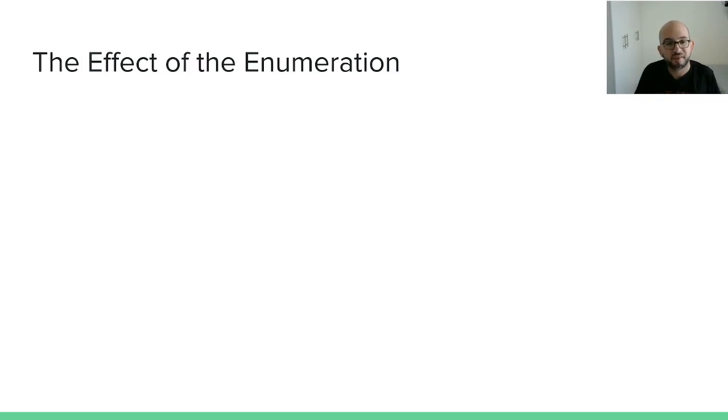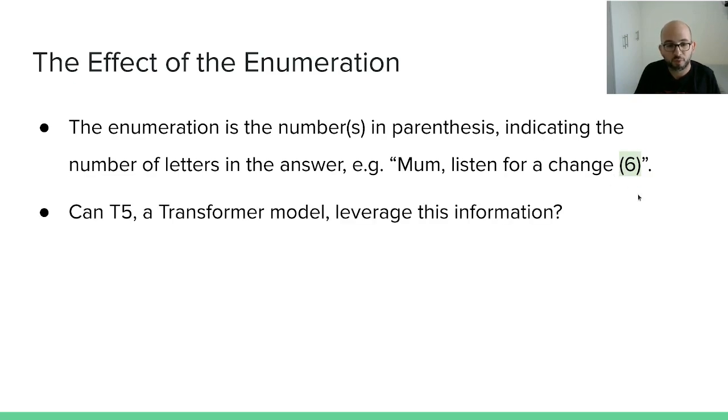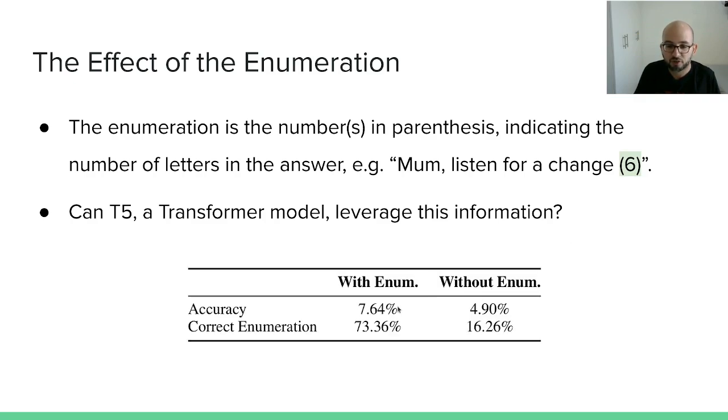We also tested the effect of the enumeration. The enumeration is the number or numbers in parentheses indicating the number of letters in the answer. For example, it is the 6 in "Mom, listen for a change." Can T5, which is a transformer model, leverage this information? Note that we represented the enumeration just as a string and we appended it to the end of a clue. And we were quite surprised by the results actually. Not only does enumeration improve accuracy significantly, it also greatly increases the probability that the model will output a prediction with the same number of letters as in the enumeration.